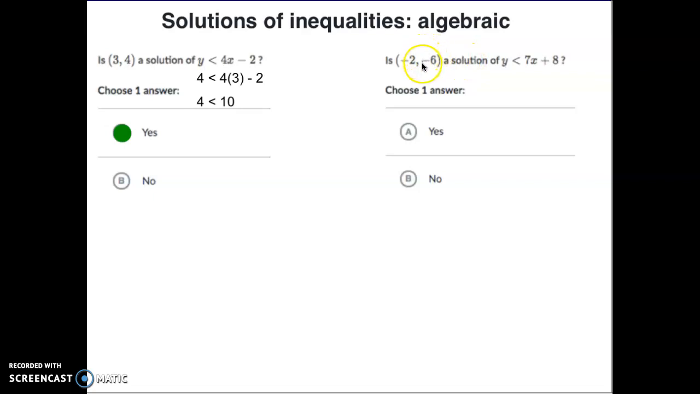So, example number 2. Again, here's your x, here's your y coordinates. As I plug those numbers in, -6 for y, -2 for x. 7 times -2 is -14. -14 plus 8 is -6. Is -6 less than -6? And the answer to that is no. It is not less than, they're actually equal. So it's not less than. So that's all you're doing, answering yes or no. When you plug these numbers in, does it make the statement true or does it not make it true?